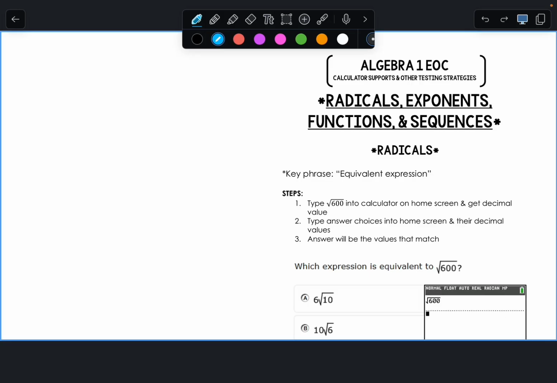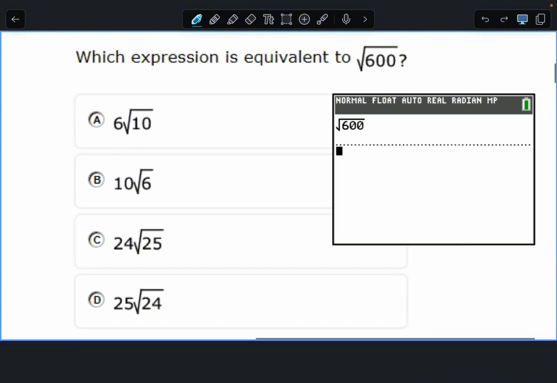All right. So, questions like this. Which expression is equivalent to square root of 600? There is one like that. There was one like this on last year's STAR test, the year before that. So, more than likely, there's going to be one like it.